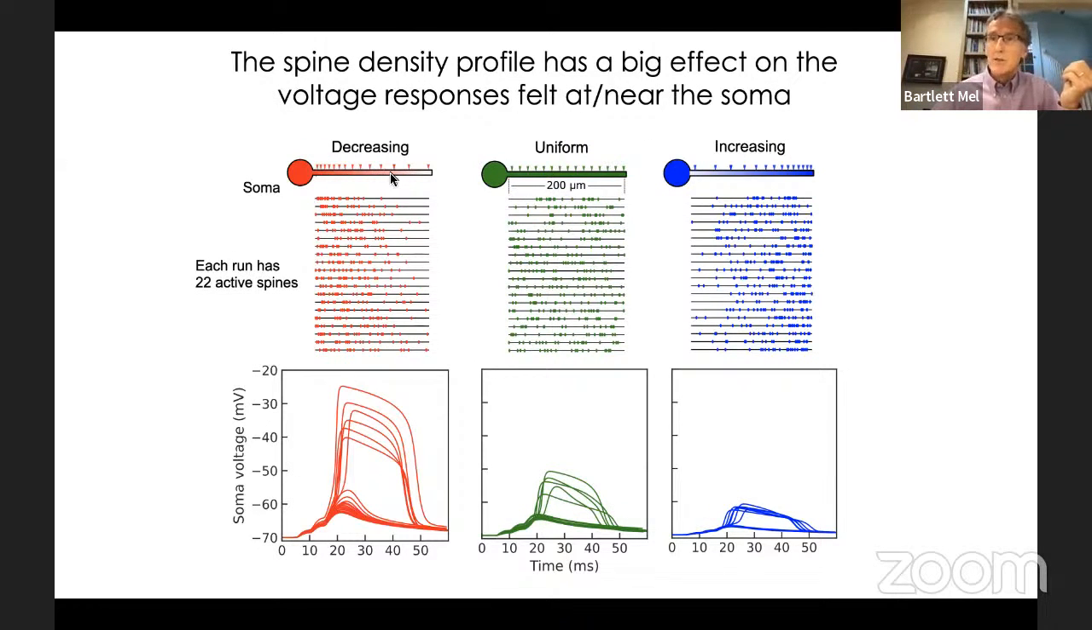Now, with the decreasing spine distribution, this is the one that is more realistic. You can see it's a mirror image of the increasing case. The spines that get activated, because of the higher density near the branch origin, tend to be near the branch origin, and you can see those patterns here. And again, we have a spread in the superthreshold responses and a spread in the subthreshold responses, but we have a much larger amplitude pattern in this case. Okay, so what is the implication of this?